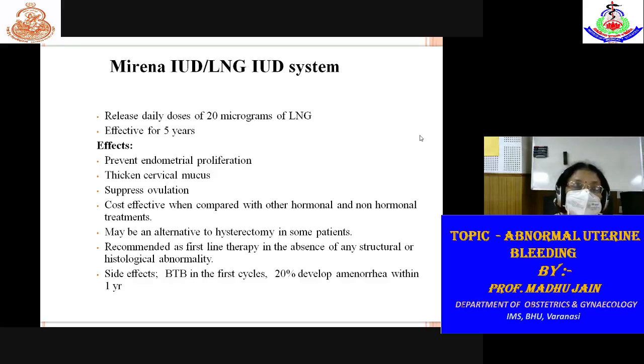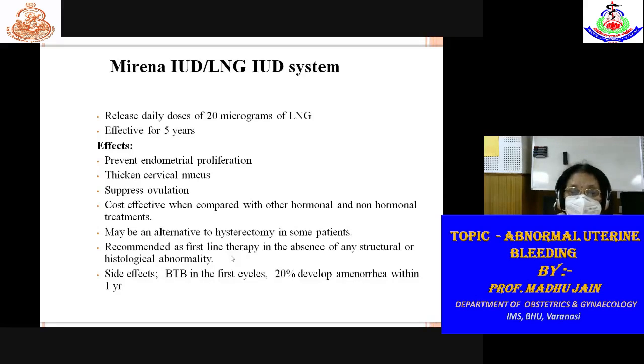The mode of action is that it prevents endometrial proliferation, acting at the endometrial level, acting at the cervical level, and inhibiting ovulation also. It is effective in both hormonal and non-hormonal cases, and in more than 90% of cases it can avoid hysterectomy. So it is a very good method.